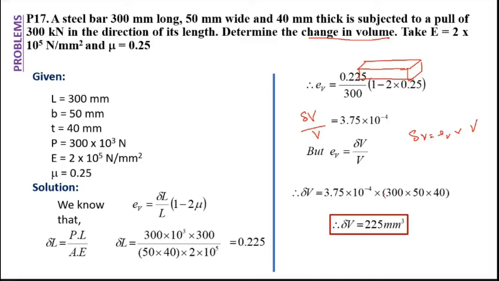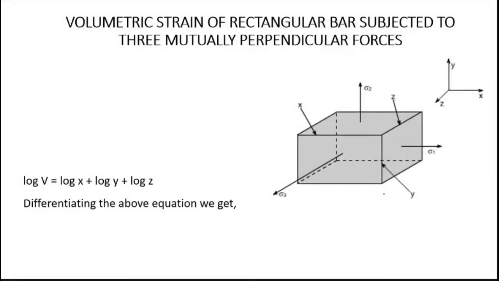Any doubt on this? So now this is another derivation. So you have to identify what is the volumetric strain for a rectangular bar subjected to 3 mutually perpendicular forces. Till now, what have we seen? We have seen only one force applied, which means our force is always only in x direction.